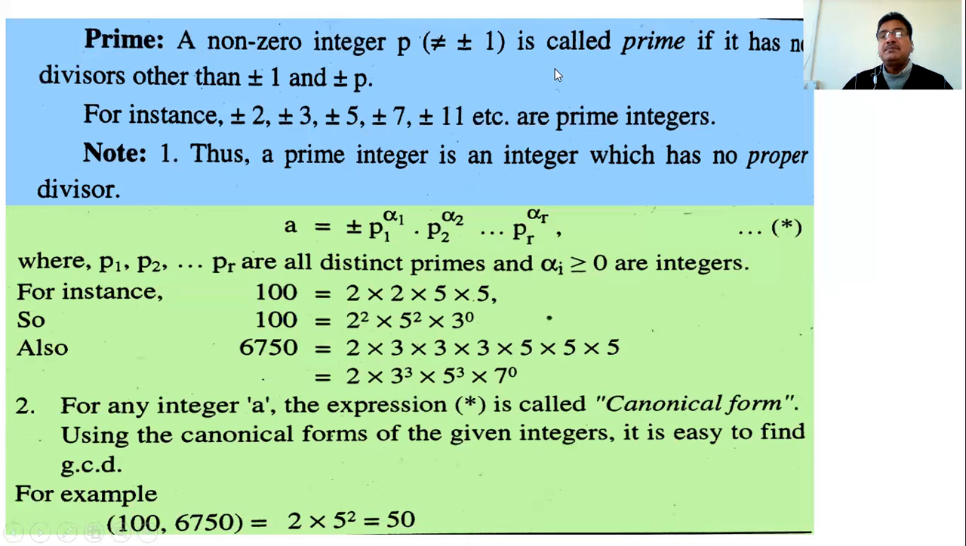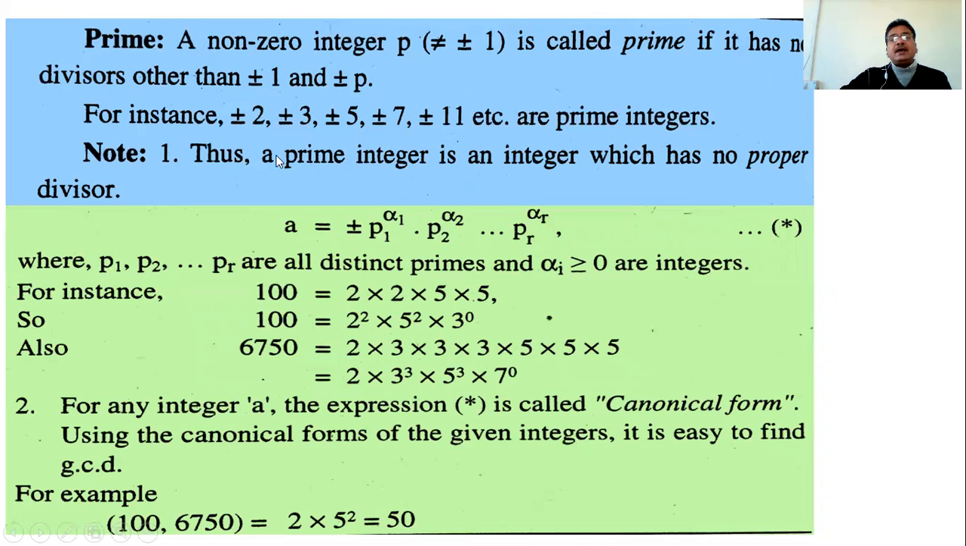So a number is called a prime number if it has no divisors other than plus minus 1 and plus minus p. Only these two are called improper divisors. And what are the proper divisors? Suppose 8. What are the divisors of 8? Plus minus 1 and plus minus 8. These are called improper divisors, not proper divisors. And what are the proper divisors of 8? Plus minus 2, plus minus 4. These are called proper divisors of 8.